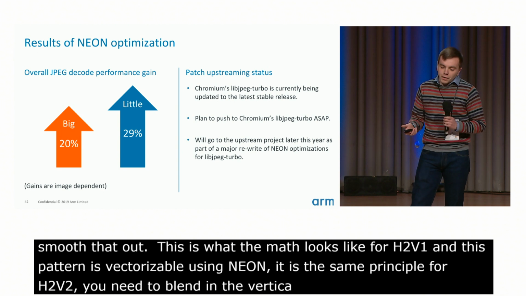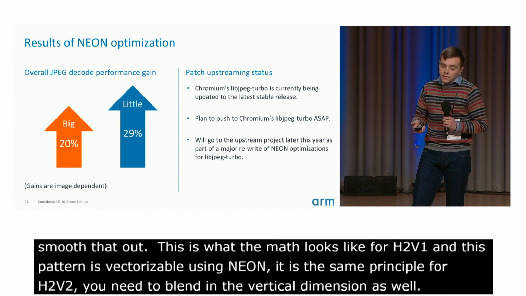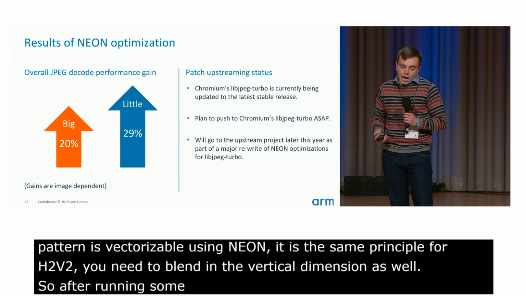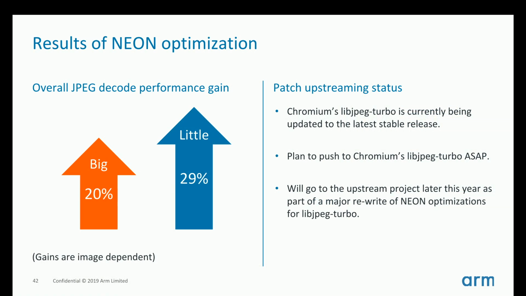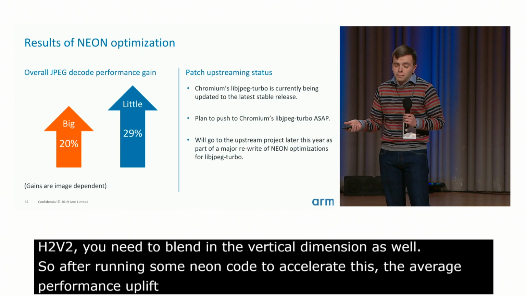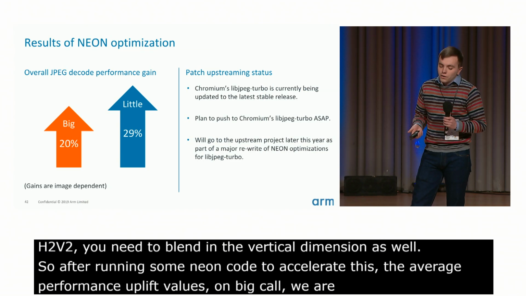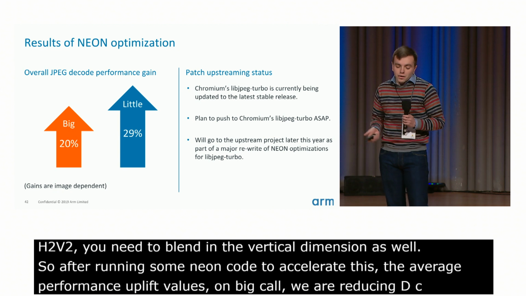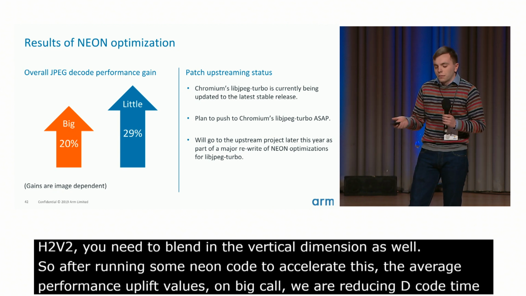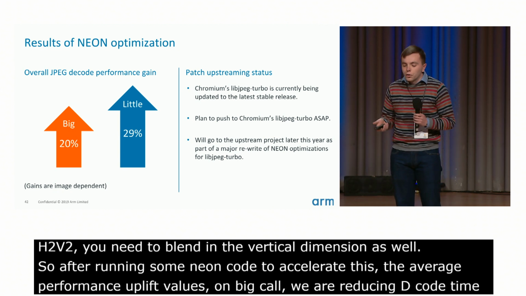After writing some NEON code to accelerate this, these are the average performance uplift values. On a big core, we're reducing overall JPEG decode time by 20%. On the little core, it's 29%. But some images show performance uplifts of up to approaching 40%.